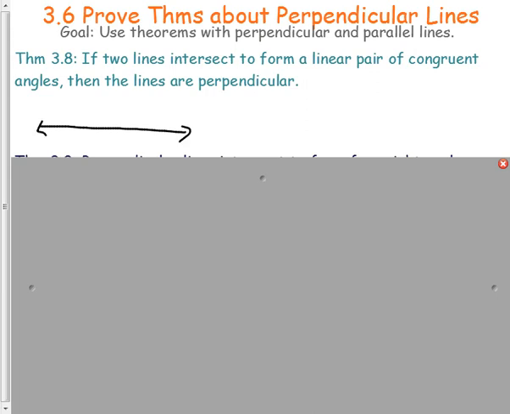So we'll have here line G and line H and angles 1 and 2. And basically this says if angle 1 is congruent to angle 2, then G is perpendicular to H.